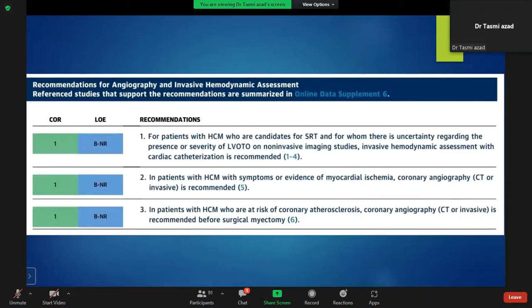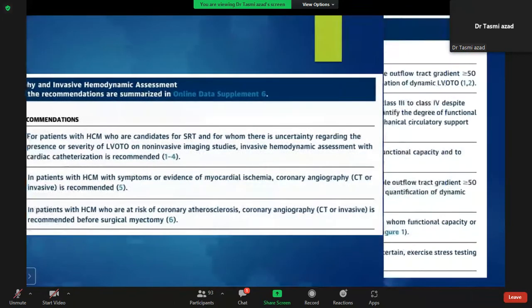They actually mention that the American Heart Association recommends that for hemodynamic assessment of patients with left ventricular outflow obstruction, when we have inconclusive information from the transthoracic echo, which is the baseline investigation, and we have uncertainty regarding the left ventricular outflow hemodynamic status, we will go for cardiac catheterization.